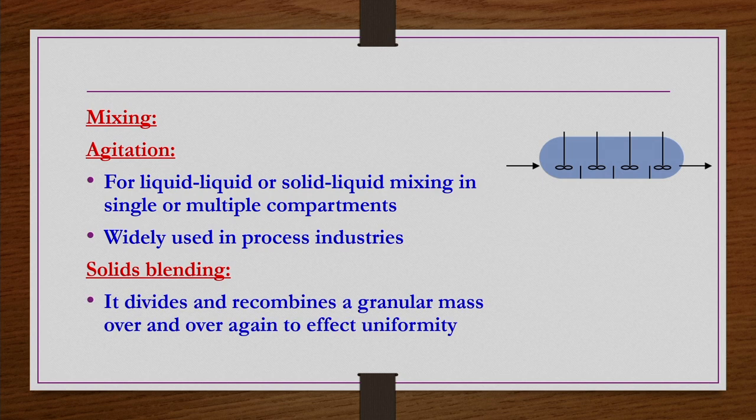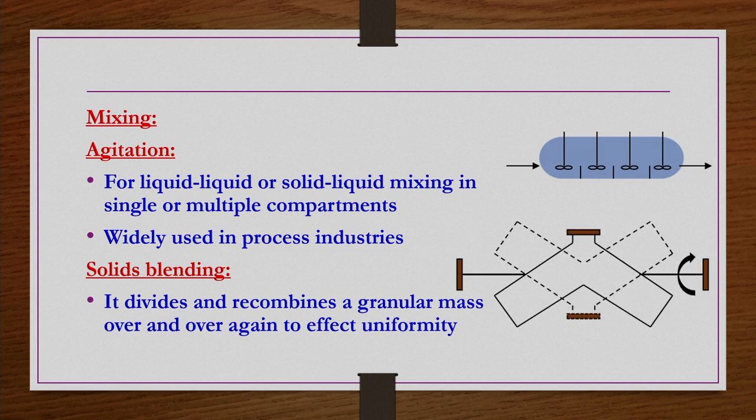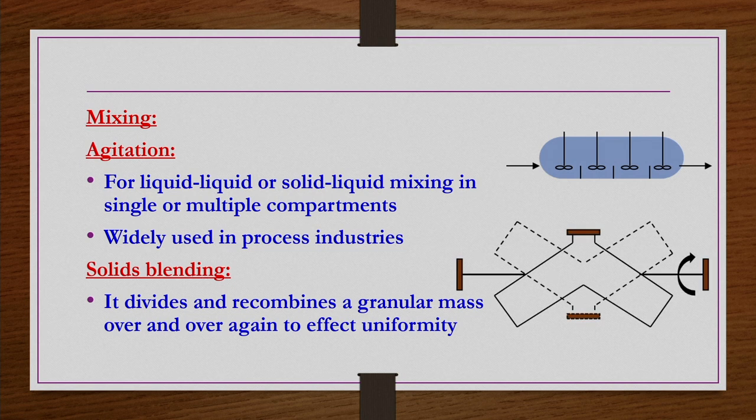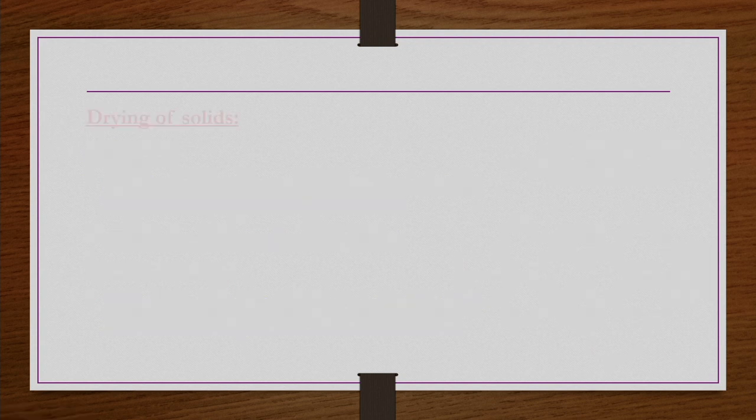Then solids blending. It divides and recombines a granular mass over and over again to effect uniformity. Sometimes you need to have uniformity of the material before taking the material to the next level, right? So here you have solids blending, where you can pour this material through one end, right? And then this blending equipment is such that you can rotate it in a particular direction. When you are rotating, the material will mix up, and once you feel that enough uniformity has been brought in, you can open from the other side and then collect the material.